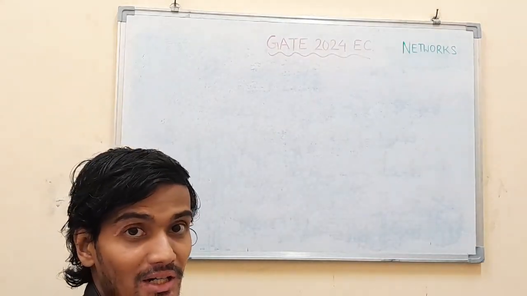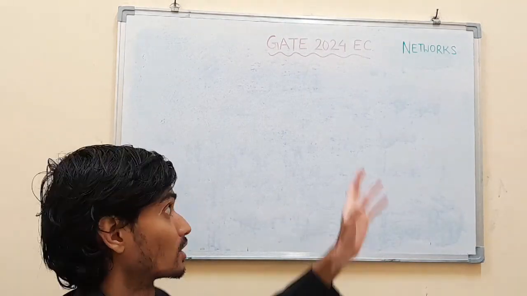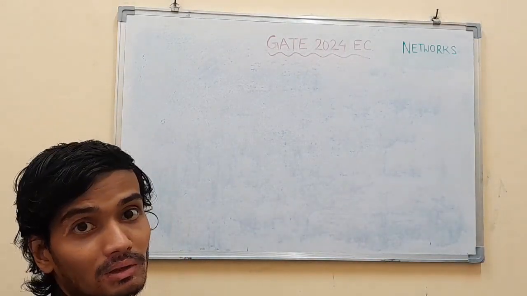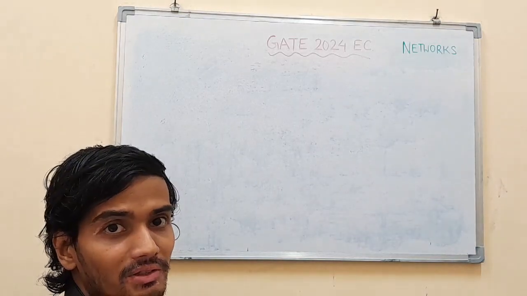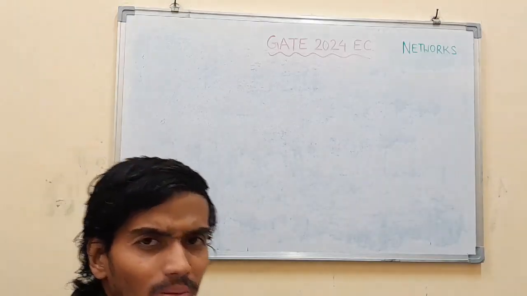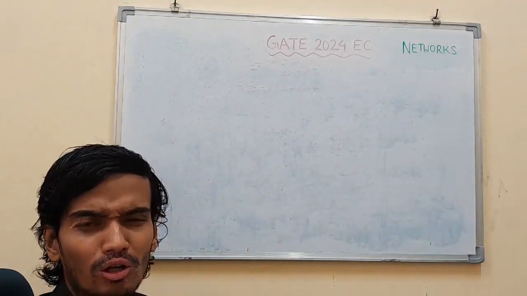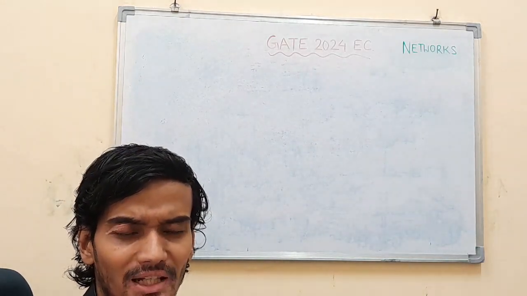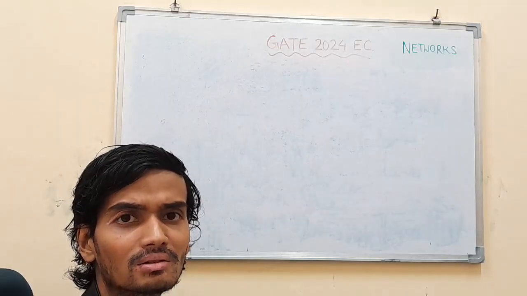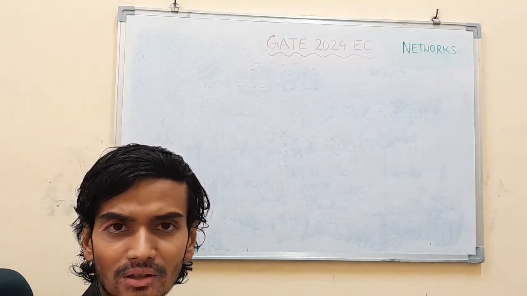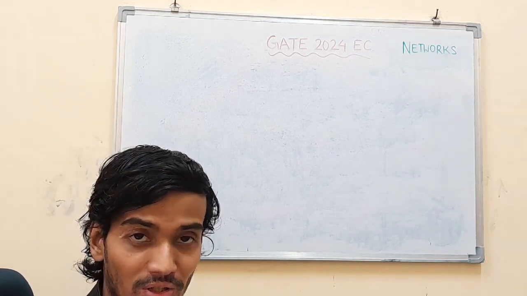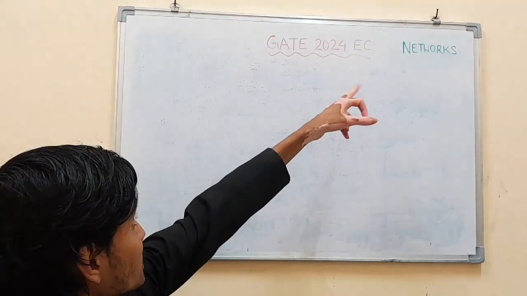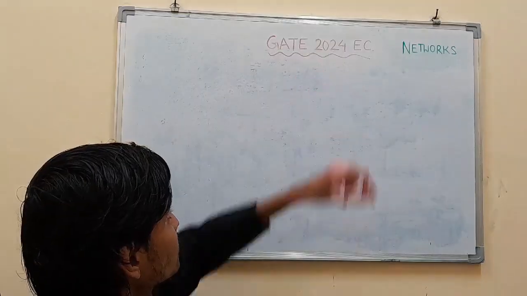This time we are starting the new subject, networks. After completing general aptitude and engineering mathematics, 4 questions came from networks. All were numerical answer type, NAT based, 2 of 1 mark and 2 of 2 marks. So we'll start with the very first question from the subject networks that came in GATE 2024 EC.